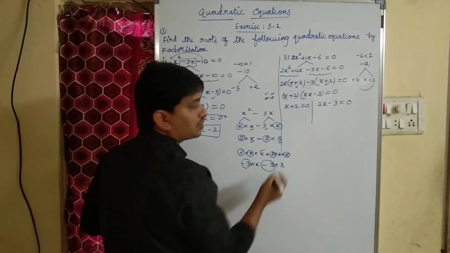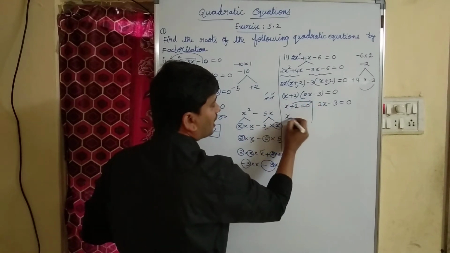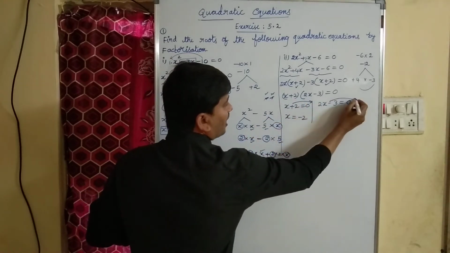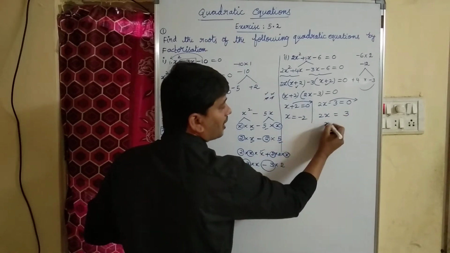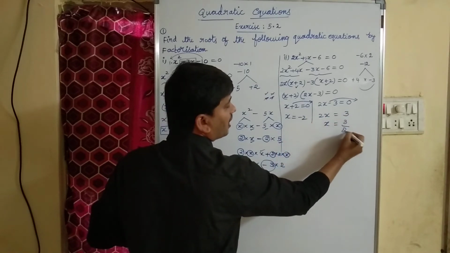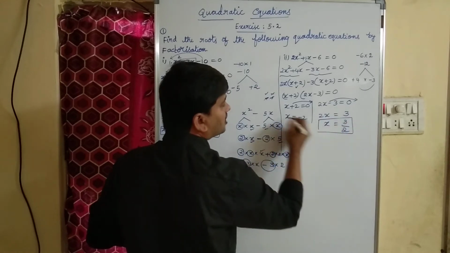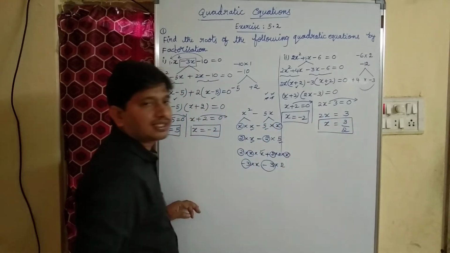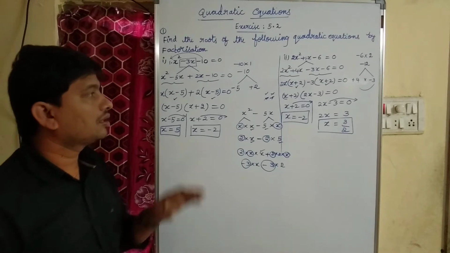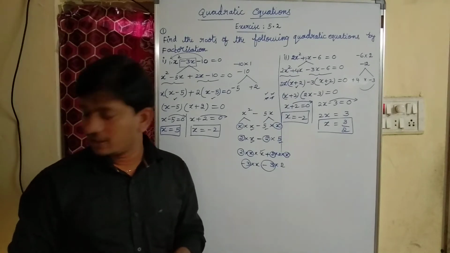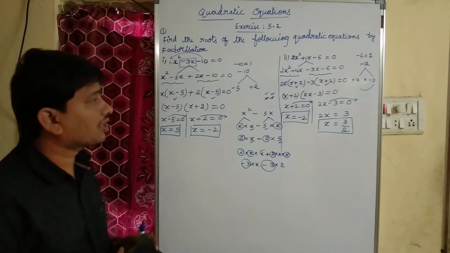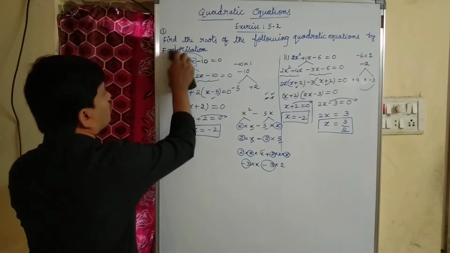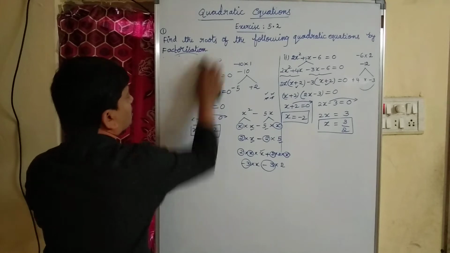So plus 2 you transpose, you will get minus 2. Minus 3 you transpose, you will get plus 3. 2 is multiplying, if you transpose it will divide. So x = -2 and x = 3/2 are the roots of the quadratic equation. Is it clear children? That was the first question and second question. Now let us go with the third question.